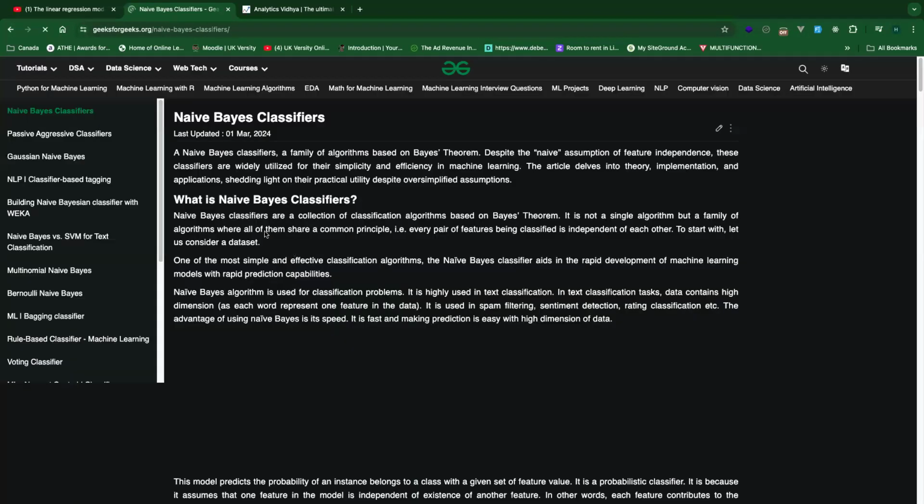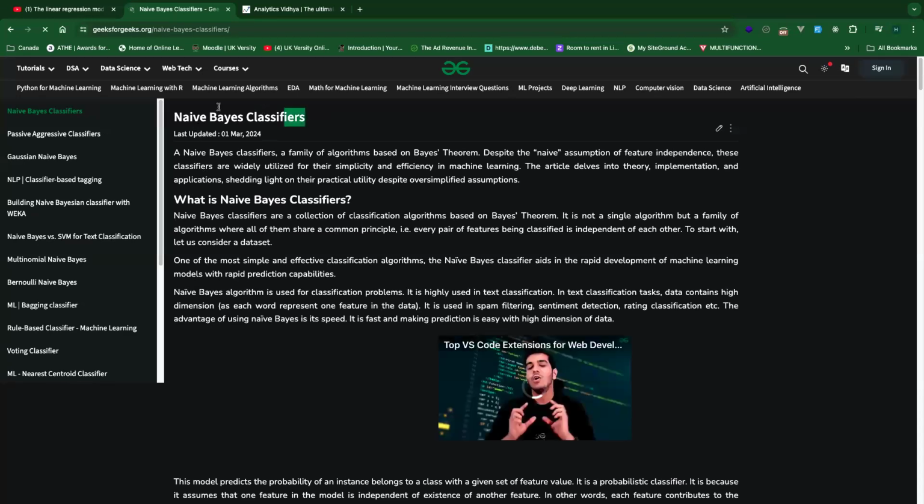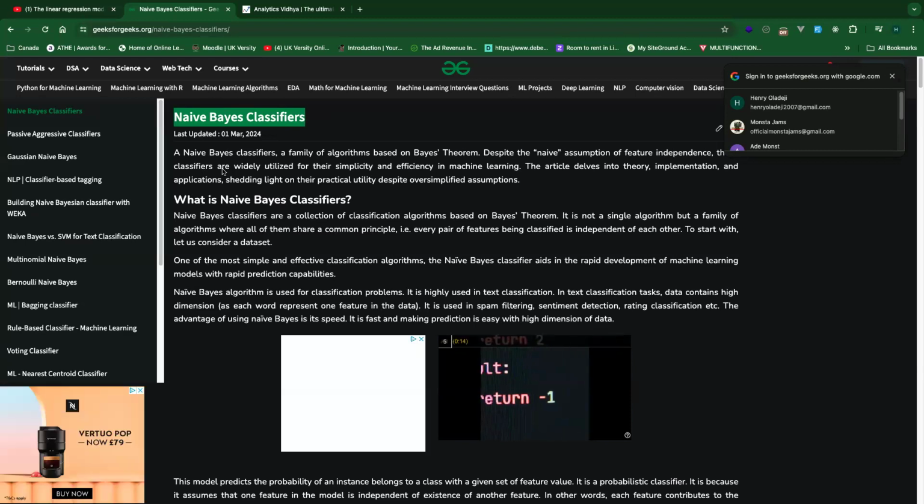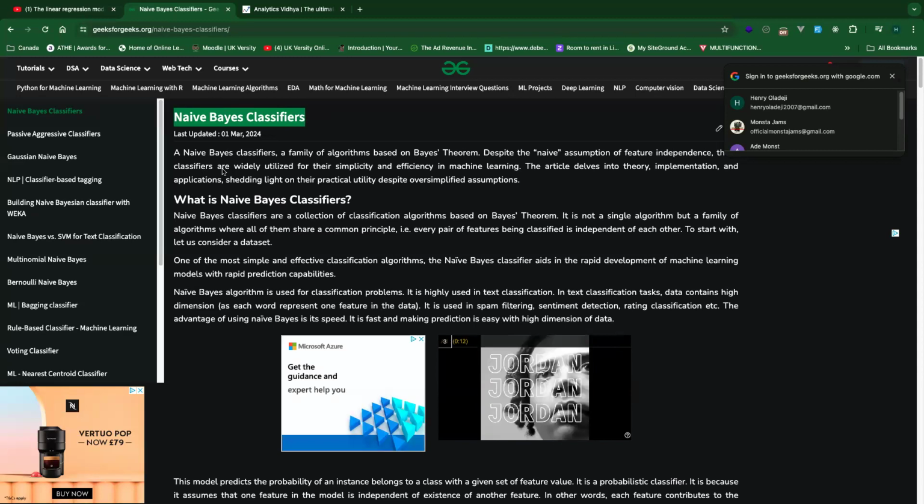Let's look at what a naive Bayes classifier means. A naive Bayes classifier is a family of algorithms based on Bayes theorem. That's why I think it's called naive. Assumption of feature independence.